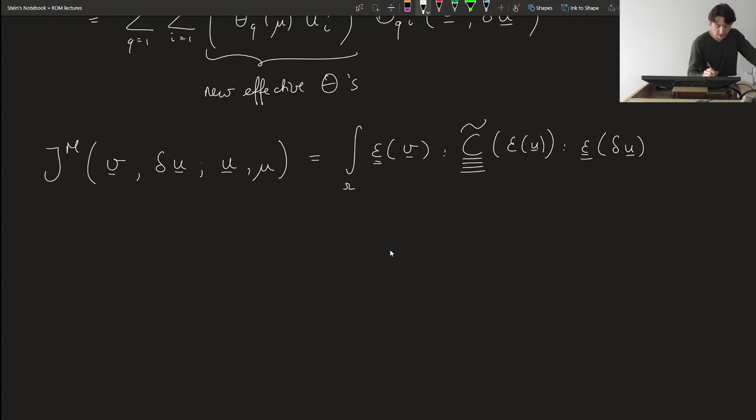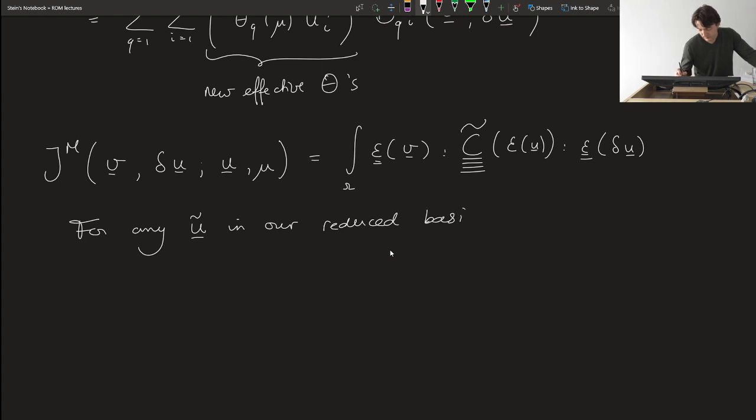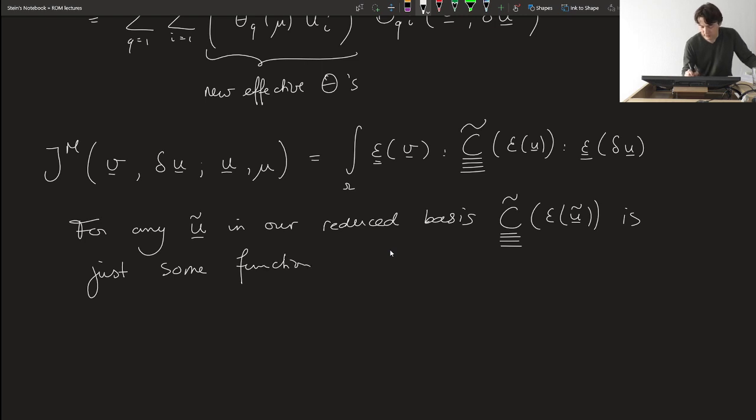So, for any solution u tilde in our reduced basis, our new stiffness parameter C tilde epsilon of u tilde is just some function in the space.